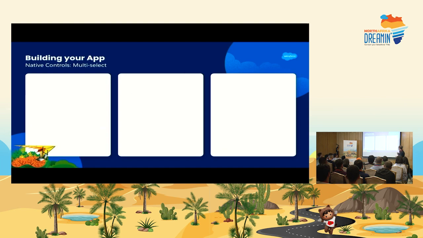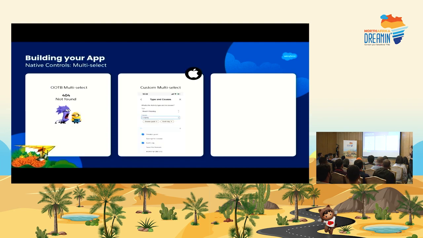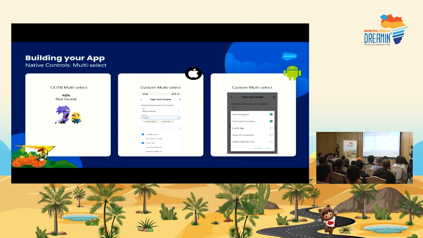Moving on, we have another example, the multi-selects. You can call it combo box, multi-pick list, whatever. We don't have an out-of-the-box multi-pick list in Salesforce, so we had to build a custom one in any case. This is how it looks on iPhones or iOS devices, and this is how it looks on Android. So again, it's the same component behind the scenes, but the way it's rendering, it's dependent on the device. In other words, it's native.